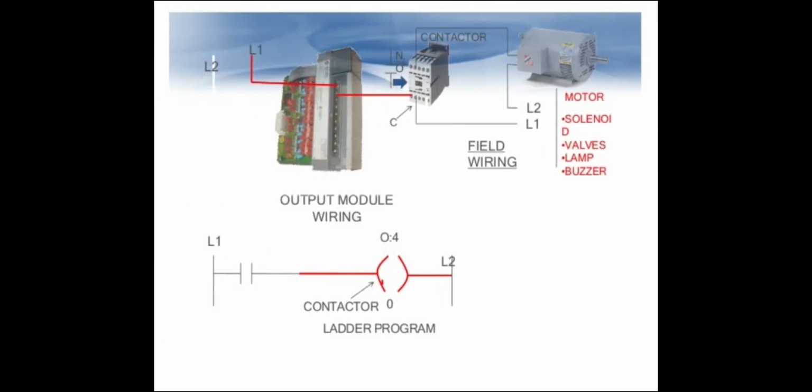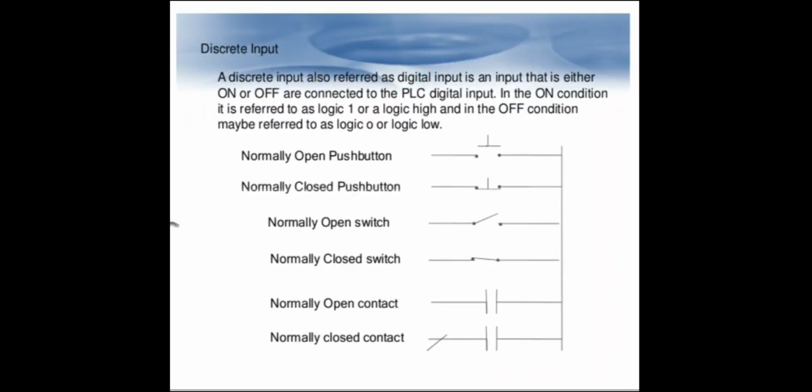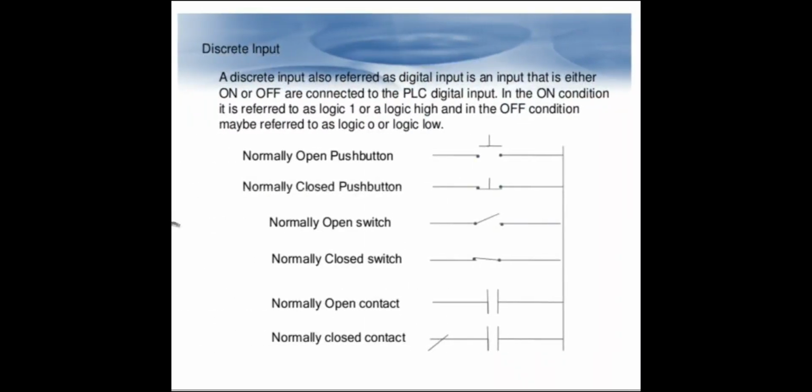Then one more example, an output module wiring. So field wiring: the outputs are motors, solenoids, valves, lamps or buzzers. You can see the contactor 0 and O:4. Let us discuss how to write ladder programs and how to denote all these things. We will discuss step by step in this lecture, and in the next video we will study ladder programming also.